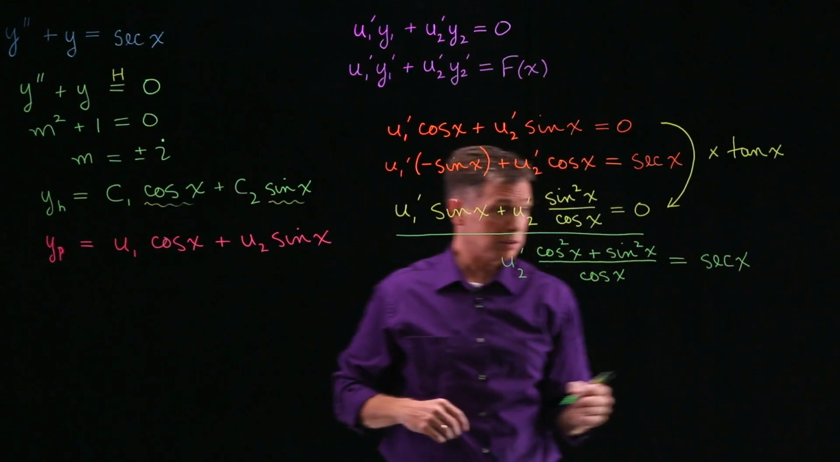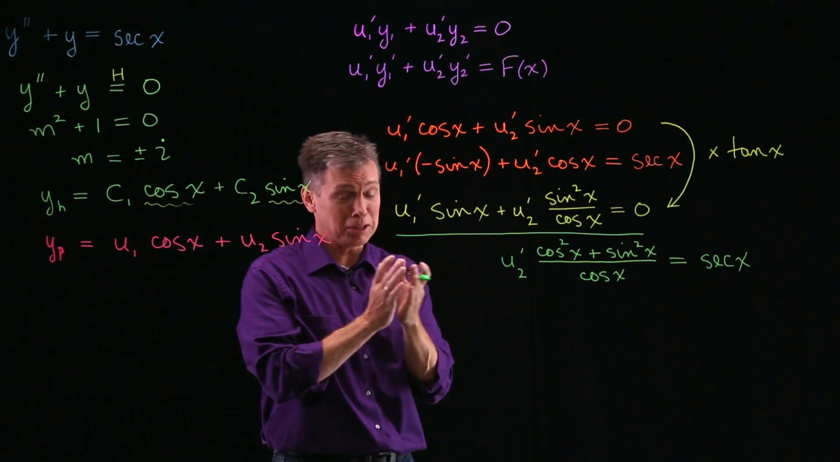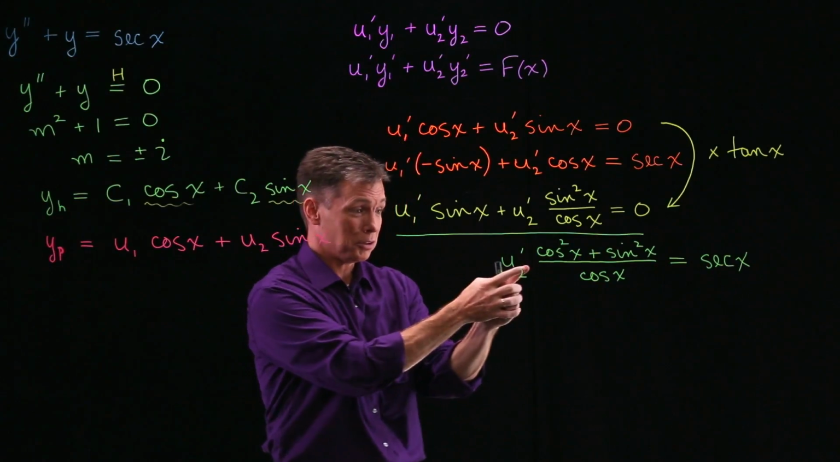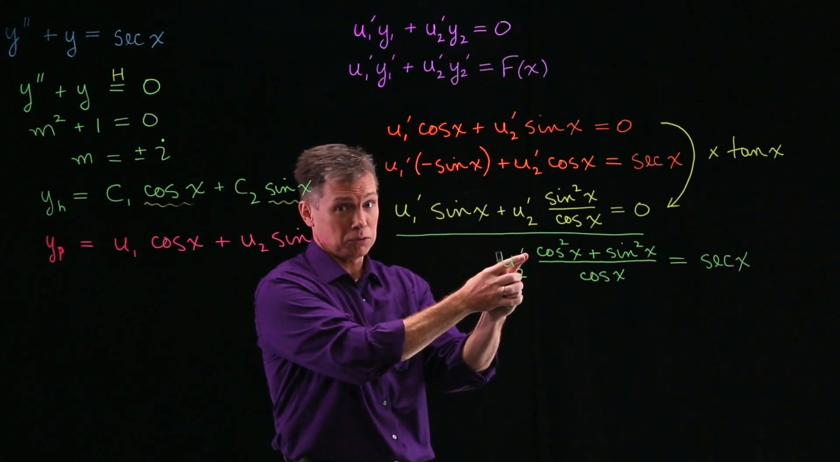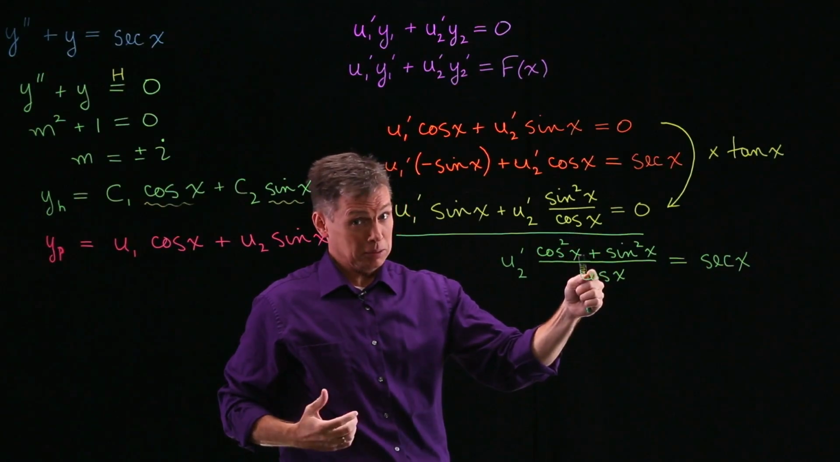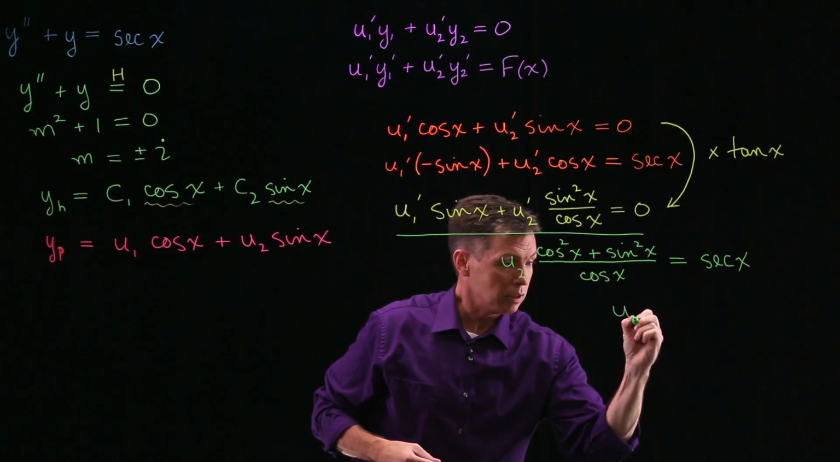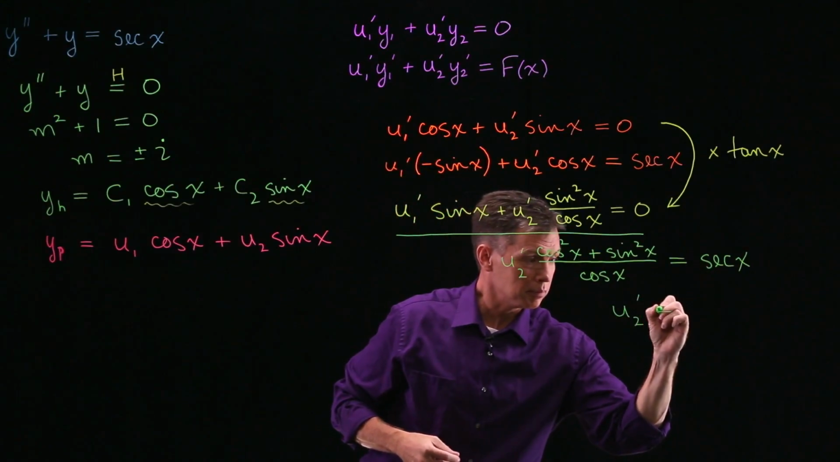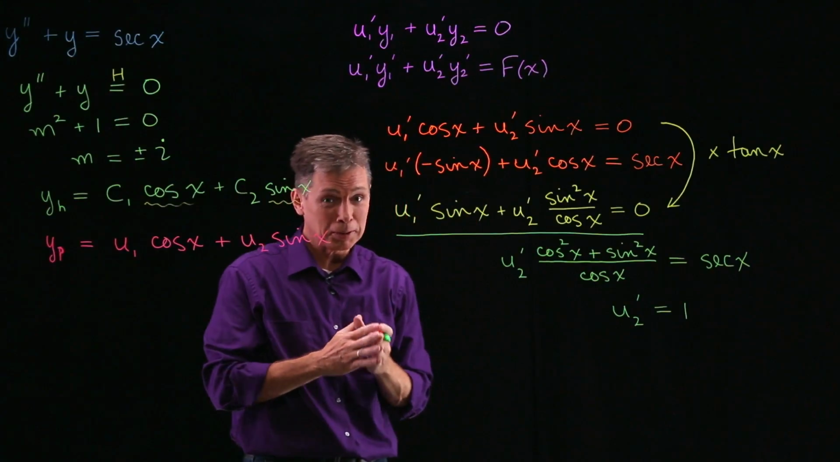I hope none of you panicked and turned off the video here because you saw a lot of trig and a lot of algebra. This is actually behaving very well for us, because look at the numerator. Cosine squared plus sine squared is always 1, so you've got 1 over cosine, better known as secant. So the secants divide out, and your u2 prime equals 1. See, that actually simplified quite a bit.